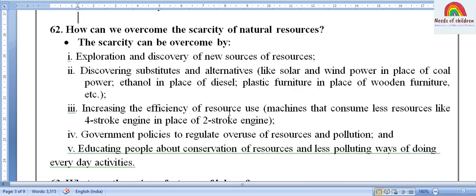Increasing the efficiency of resource use, machines that consume less resources like 4-stroke engine in place of 2-stroke engine oil.